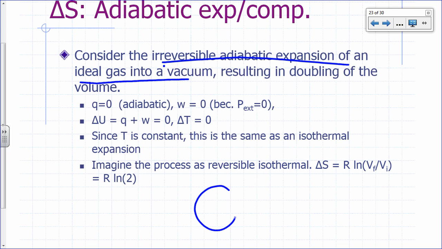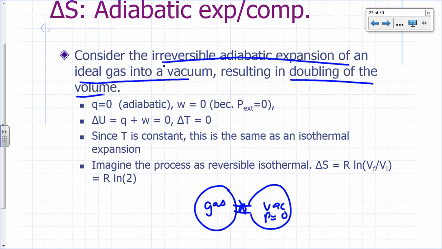in doubling of the volume. So let's imagine you have 2 gas bulbs that are identical in size. This is a vacuum, so pressure here is 0, and you have your gas in here. Okay, so you open up that valve, and what happens? Your volume doubles. Since this process is irreversible. Why? It just happens spontaneously, right? You're not letting it expand a little bit at a time. You're letting it expand right away.